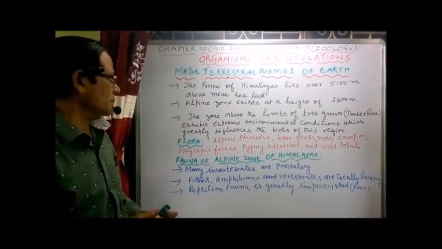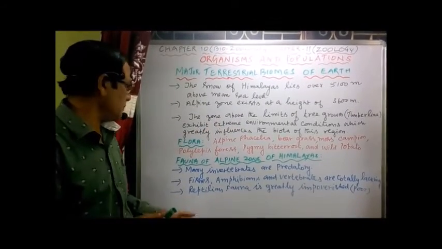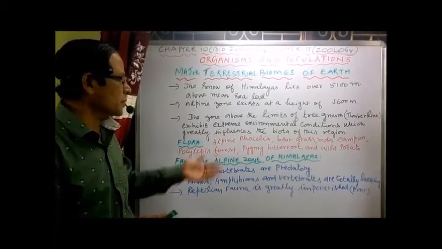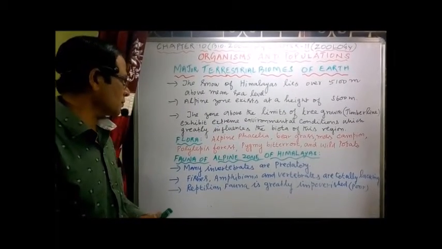Then what is the flora? Alpine Phacelia, bear grass, moss campion, Polylepis forest, pygmy bitterroot and wild potato. These are some of the vegetation found here.